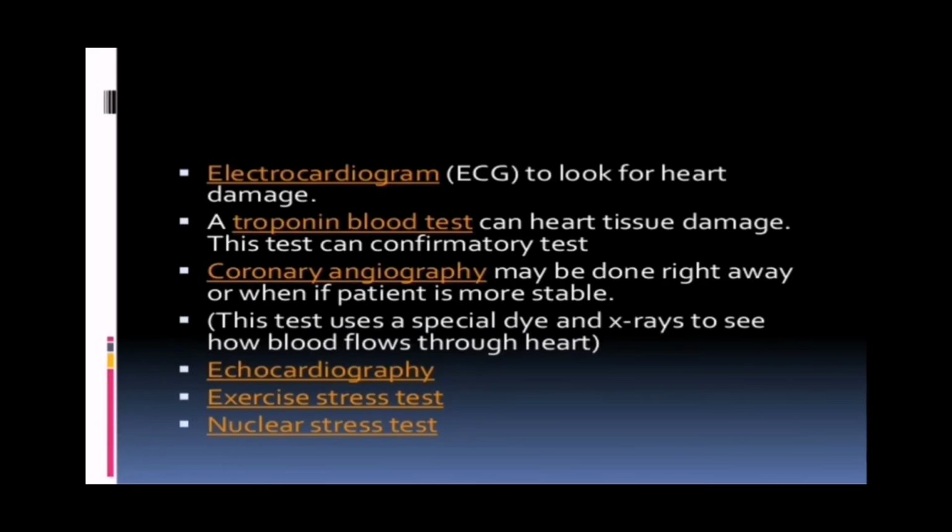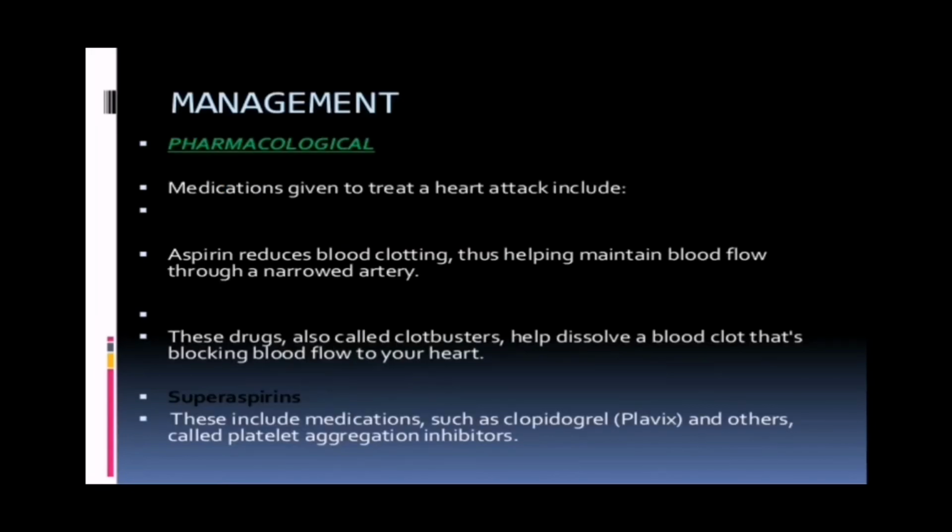Electrocardiogram to look for heart damage. A troponin blood test can detect heart tissue damage. This test is a confirmatory test. Coronary angiography may be done right away or when the patient is more stable. This test uses a special dye and X-rays to see how blood flows through the heart. Echocardiography, exercise stress test, nuclear stress test. Management.